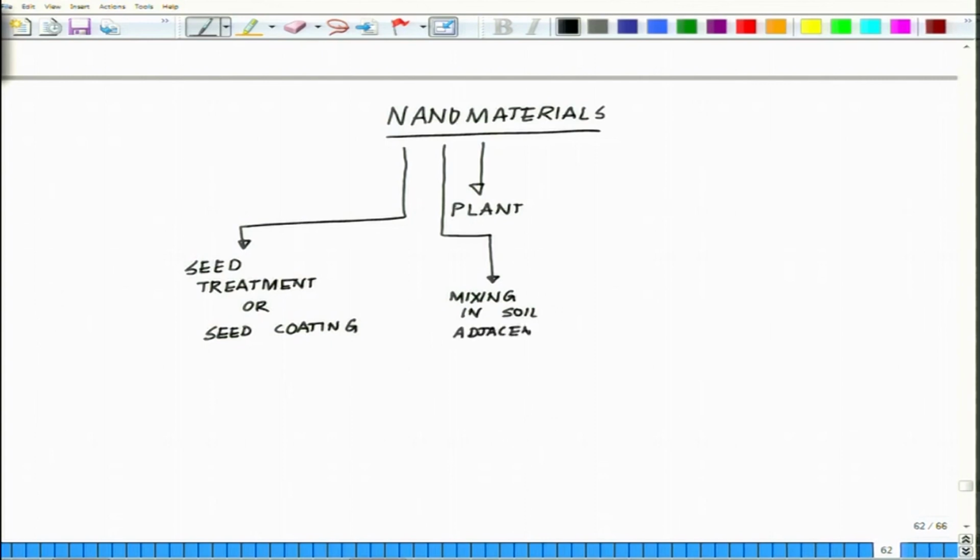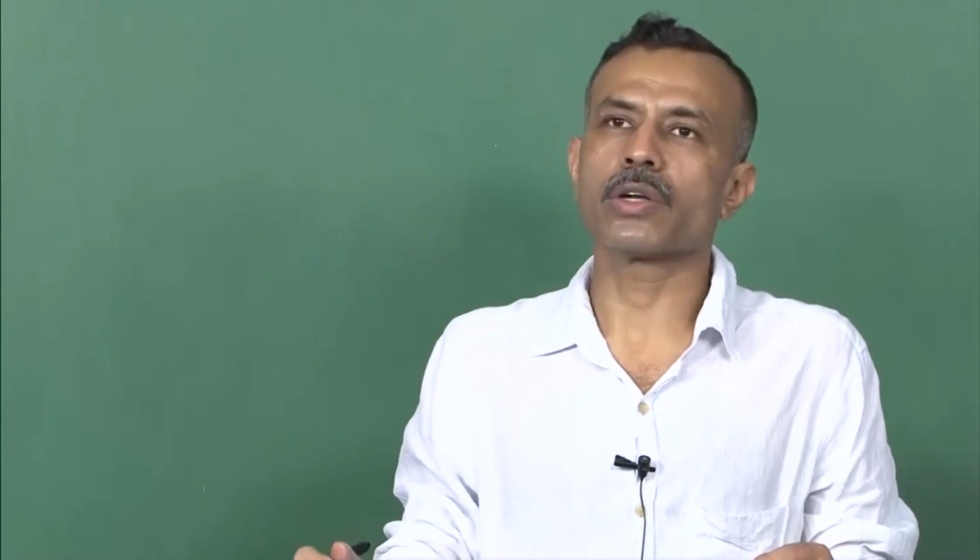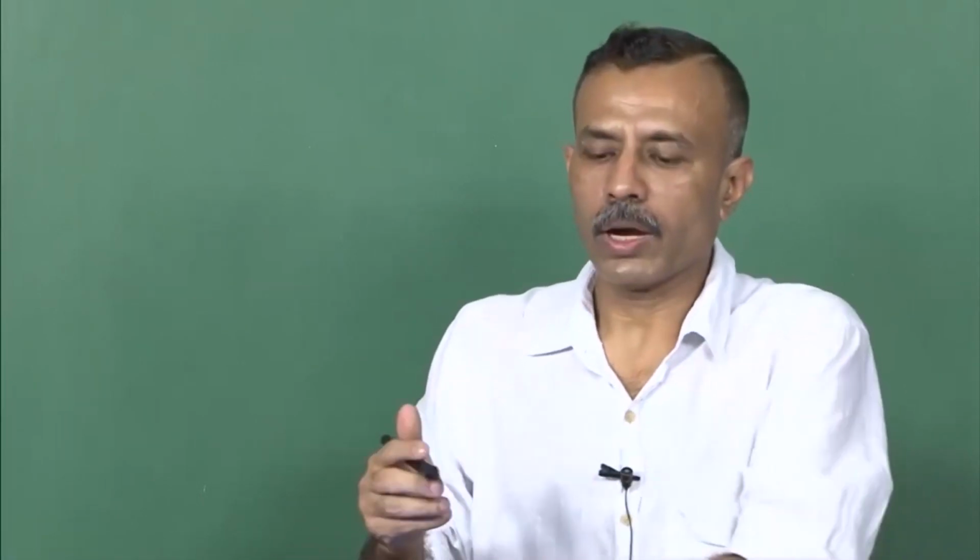adjacent to the plant root, or there is foliar spray. So, these are the three modes by virtue of which nanomaterials could come in contact with the plant.